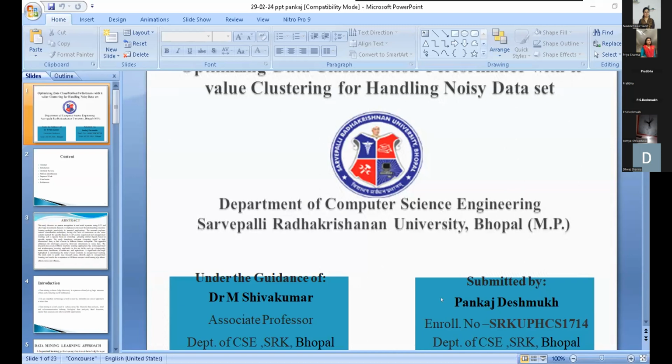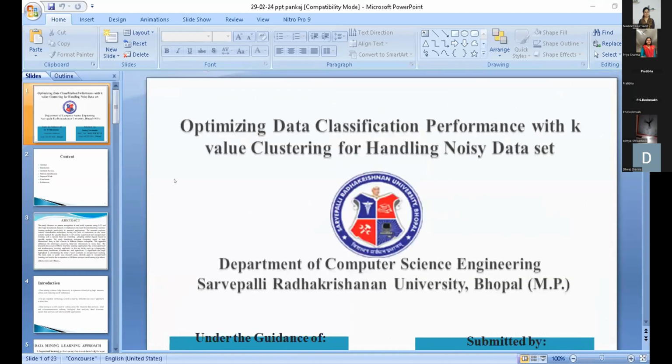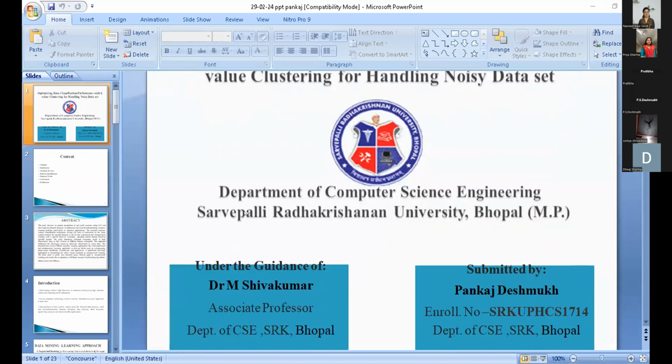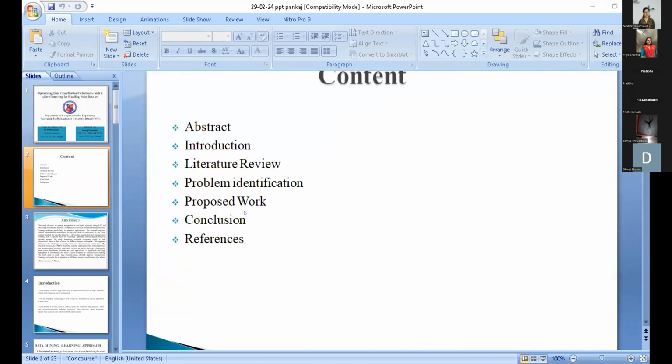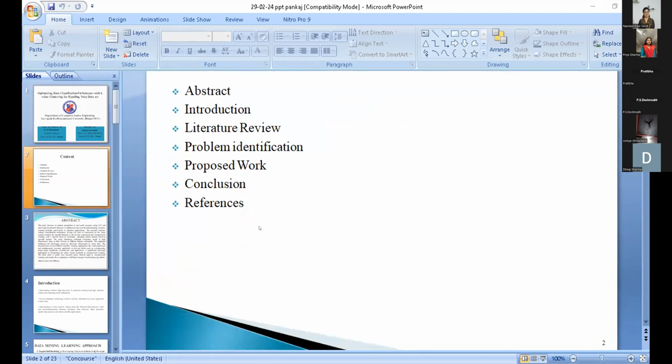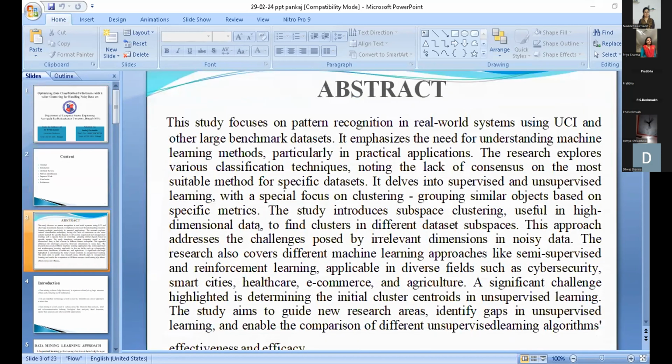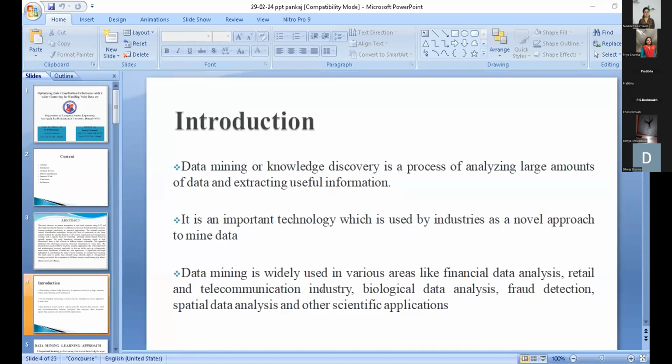Okay. My topic name is optimizing data classification. It includes mostly abstract, introduction, literature survey, problem identification, proposed work, conclusion, references. In the abstract, we are dealing with various different types of data sets and data, but in data sets and data we have also received some unwanted data. So for data mining, we are applying it to extract the knowledgeable data.